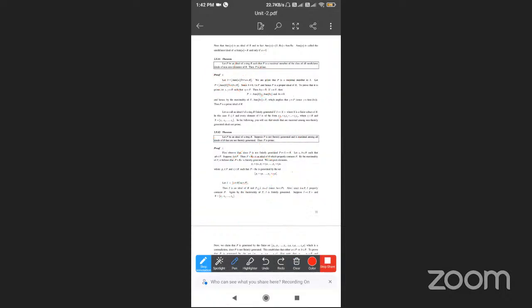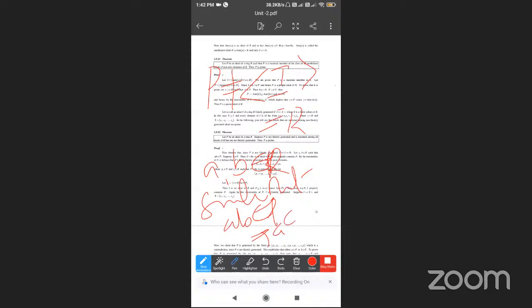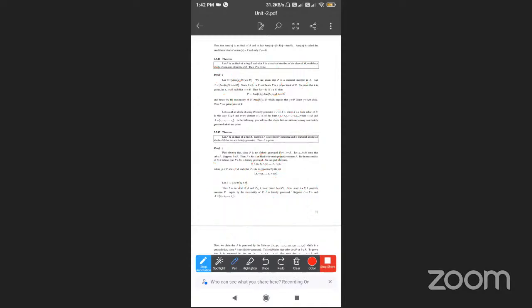But here P is not finitely generated, and I is equal to R. So let A, B belong to R such that AB belongs to P. We have to show that A belongs to P or B belongs to P, then P is a prime ideal.